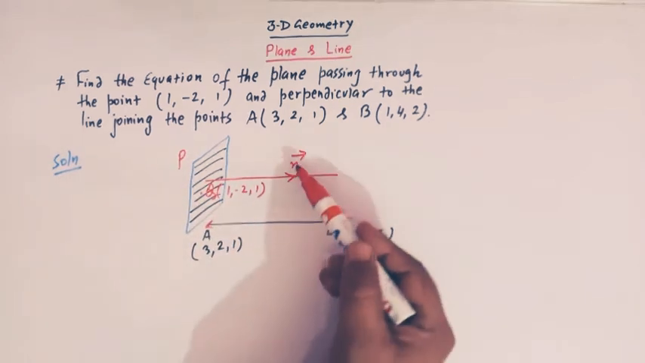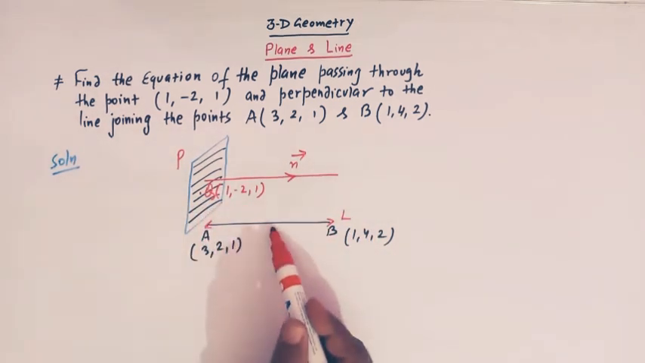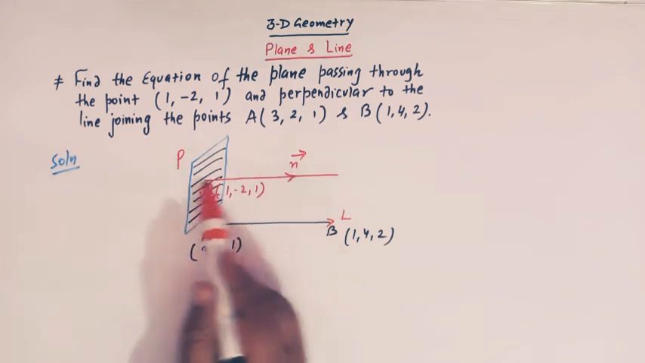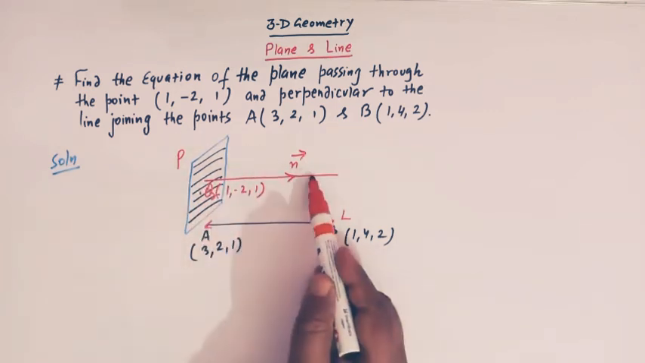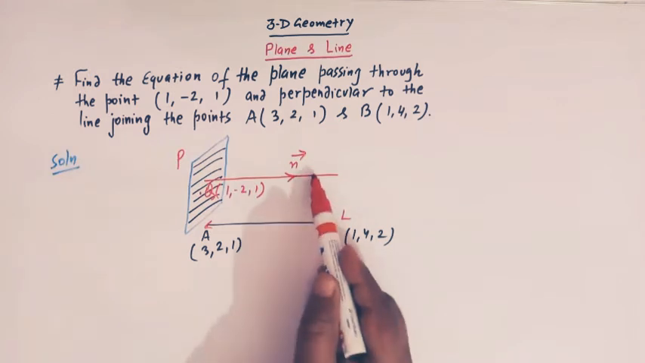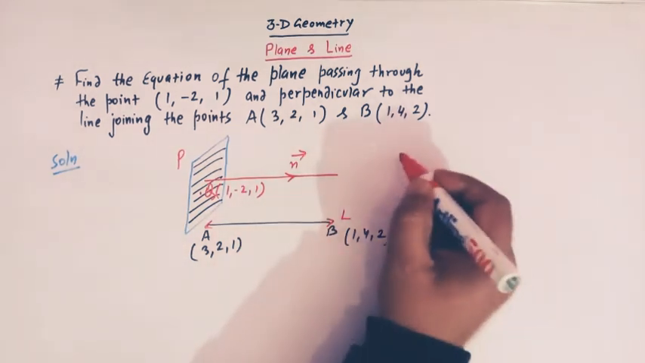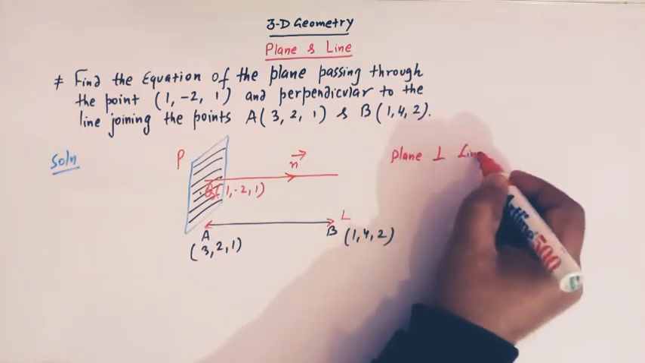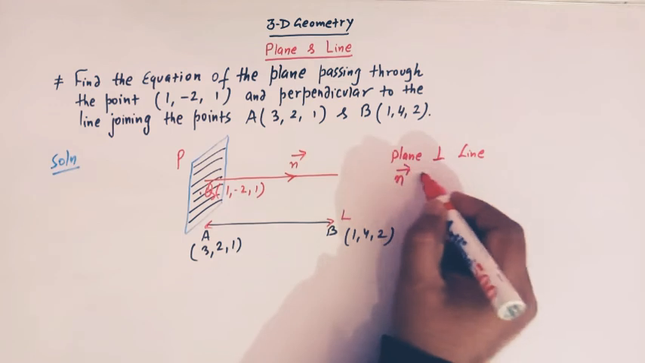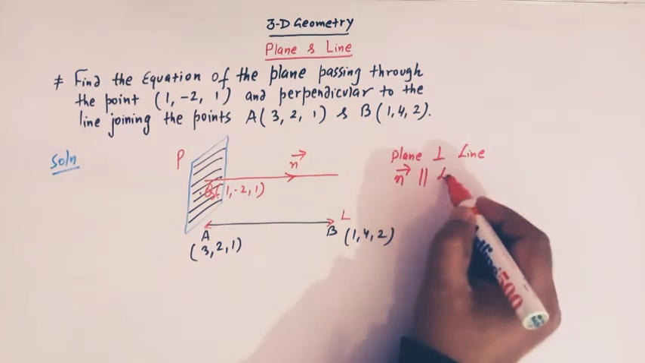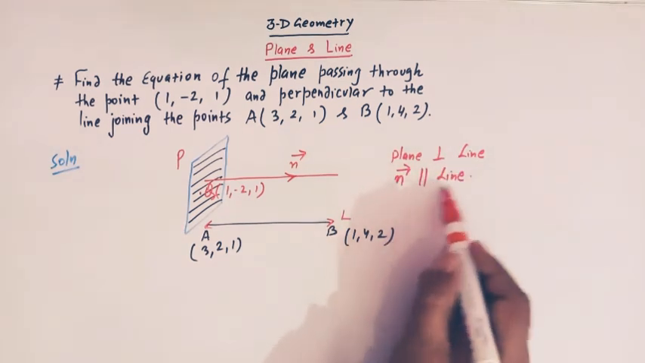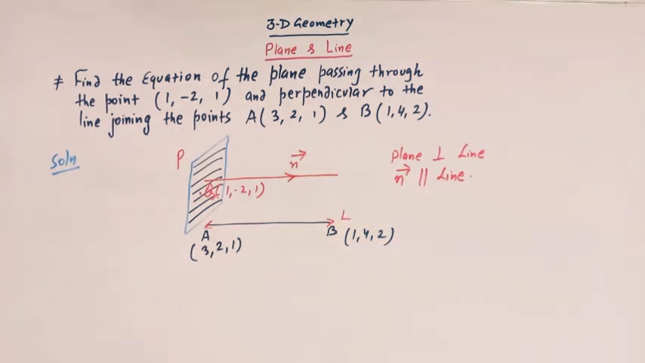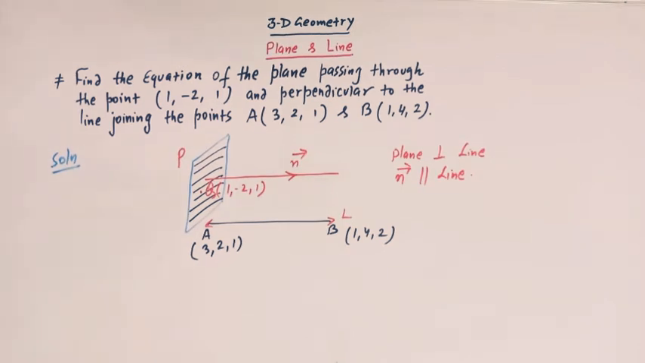So what we conclude is that the plane is perpendicular to this line, but this is the normal to this plane, hence these two vectors are parallel. So when the plane is perpendicular to the line, then the normal must be parallel to this line. And from this we conclude that parallel vectors have either equal direction ratios or proportional direction ratios.